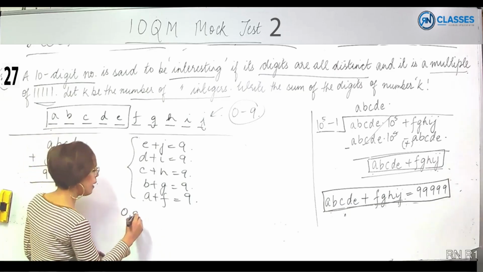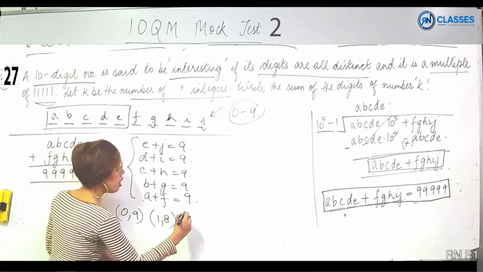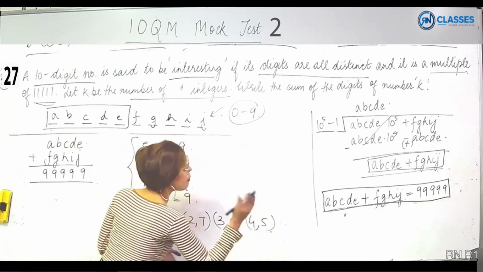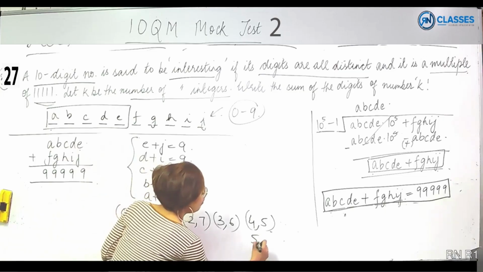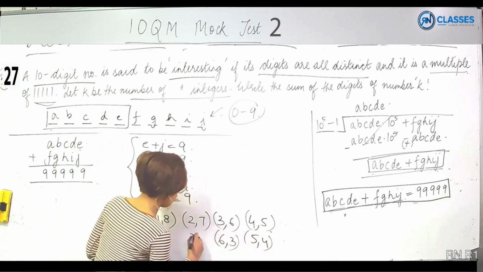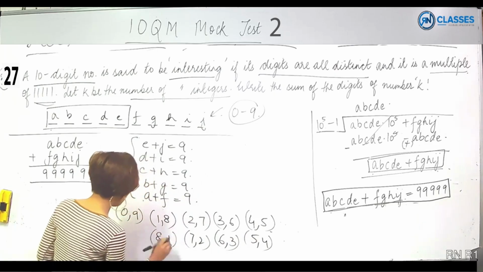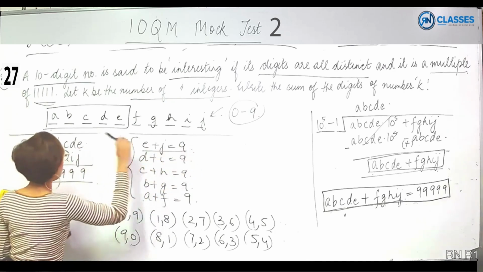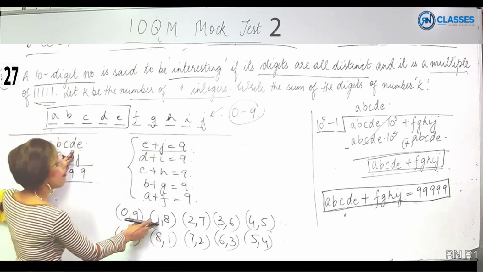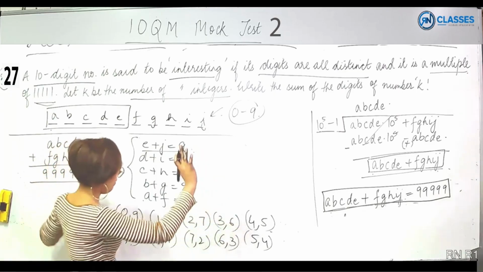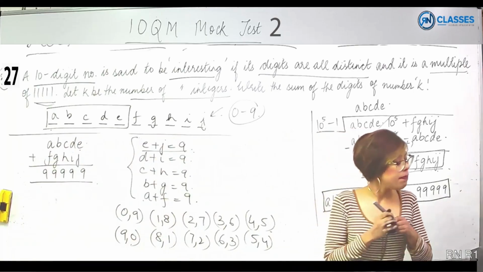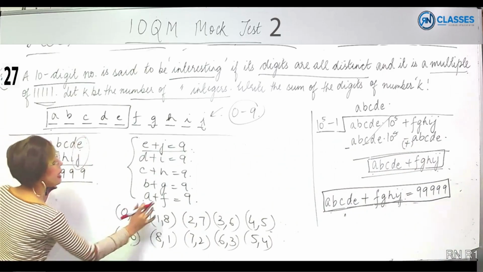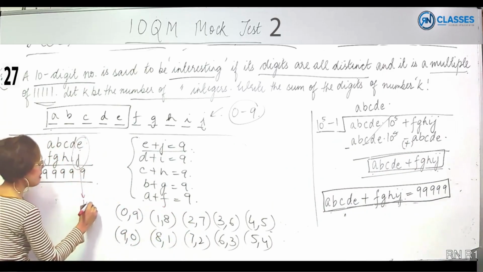So let's see. 0 or 9, 1 or 8, then 2 and 7, 3, 6, 4, 5. And then repetition is there. Let me write it down. 5, 4, 6, 3, 7, 2, 8, 1, and 9, 0. Right? So if I'm talking about E and J, either EJ will be 0, 9 or 1, 8, 2, 7, 3, 6, 4, 5 or 5, 4. You can see the 10 possibilities. Right? Any of the 10 possibilities it can be. So 10 different ways.